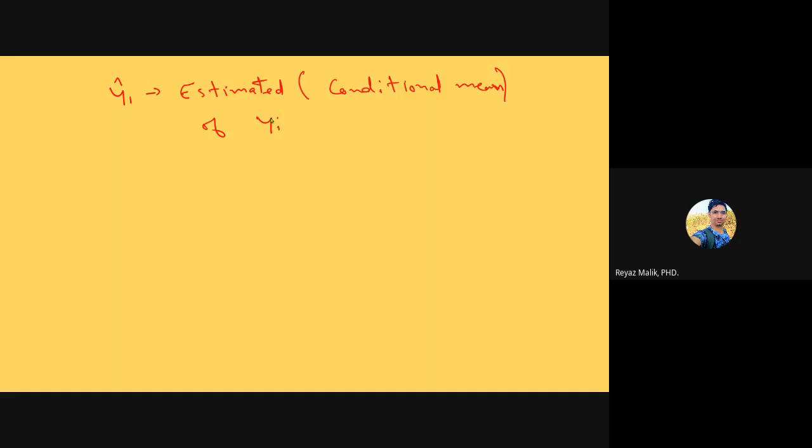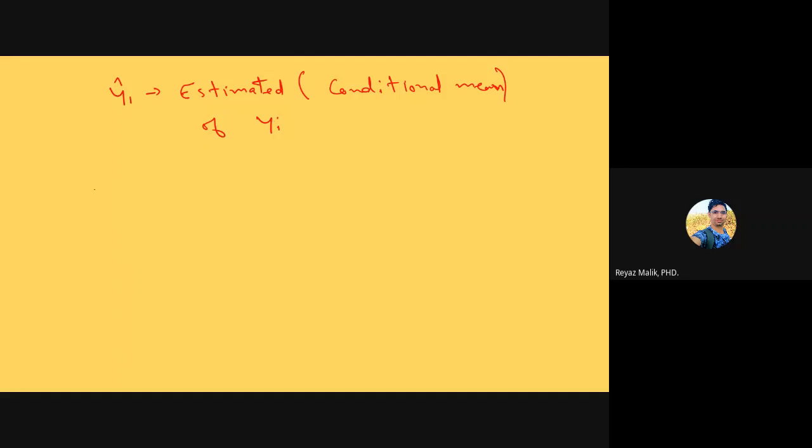No problem, no clear. So, okay, this is all about OLS. Yesterday's class was a very general class. Why do we need everything? Today's class is very specific about OLS only. So this is called estimated.